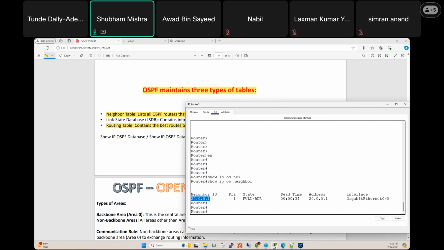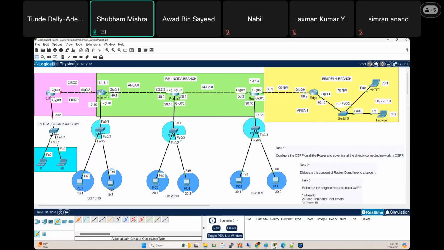First, with the help of router ID, you can represent the LSDB, the link-state database. And second, in OSPF, every router is represented by router ID. For example, let's suppose this router's ID is 1.1.1.1, this router 2.2.2.2, this one 3.3.3.3. So every router in OSPF is identified by its router ID.